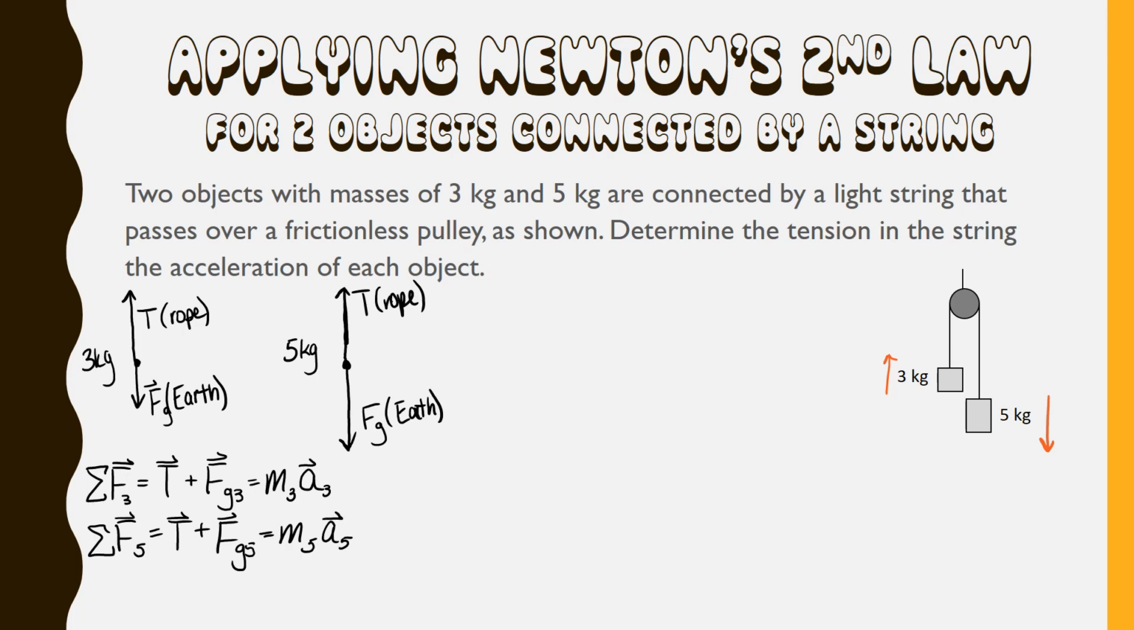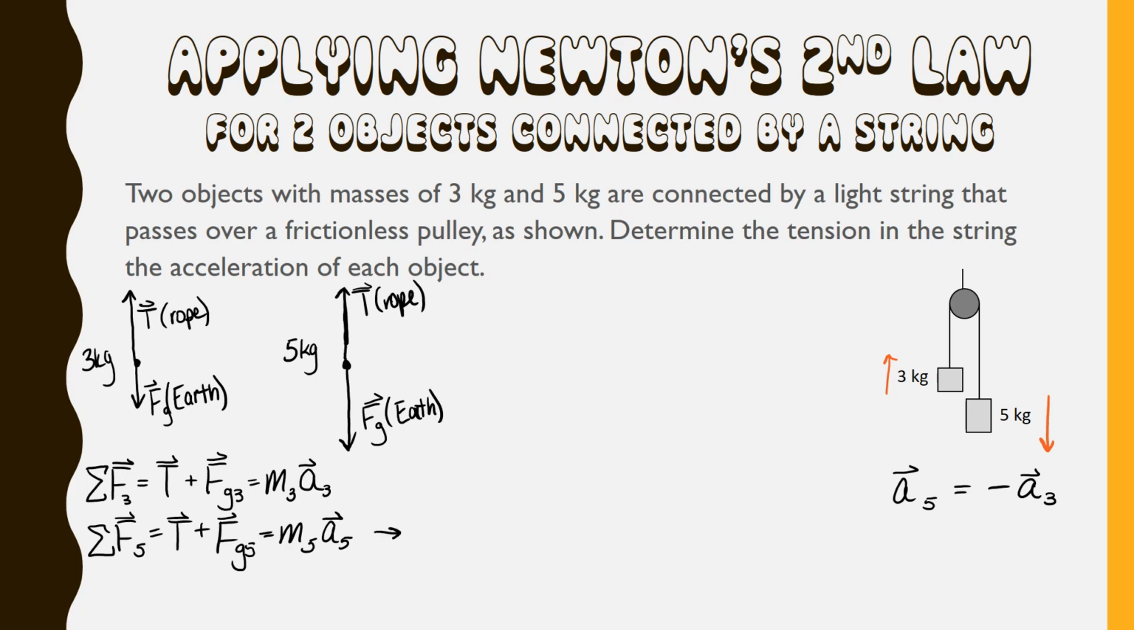Now, here's a couple of important things to note. First of all, as I've already mentioned, those two tension forces are equal to each other. And since those two tension forces are equal to each other, I did not put subscripts on either of these two T's. Also, these two objects are going to accelerate at the same rate. However, one is accelerating upward and one is accelerating downward. In other words, the acceleration of the 5 kilogram block is equal to the negative acceleration of the 3 kilogram block. I'm going to use that in my equation here.